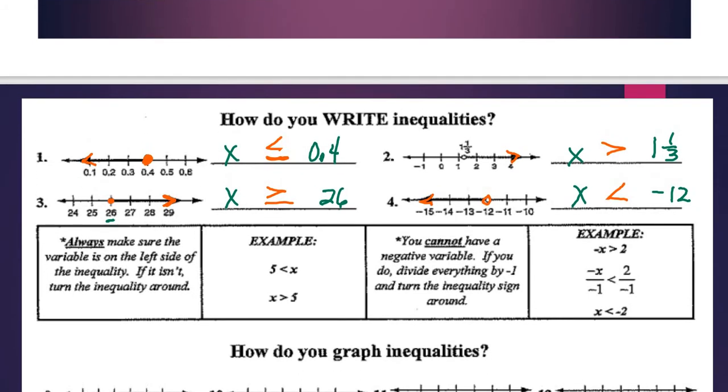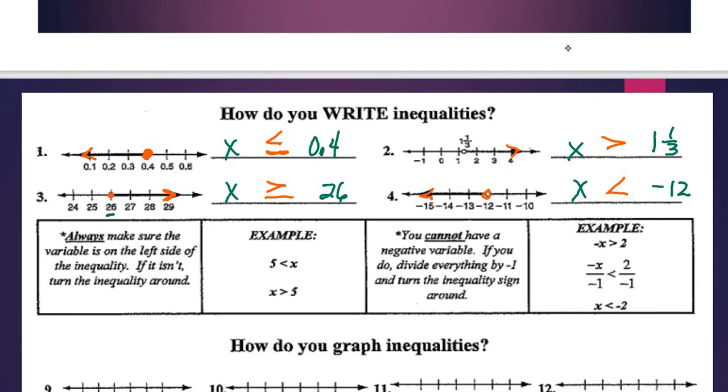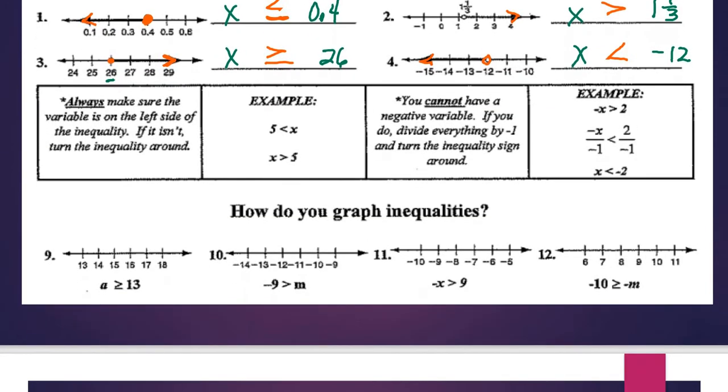Now, just like I went over earlier, always make sure the variable is on the left-hand side, and if it's not on the left-hand side, rewrite it and make sure you flip the inequality symbol also. Now, you cannot have a negative variable. If you do, divide everything by -1 and turn the inequality symbol around. So as I look at this right here, you have -1x greater than 2, so divide everything through by -1. And when you do, you're going to flip the inequality symbol around, so you have x is less than -2.